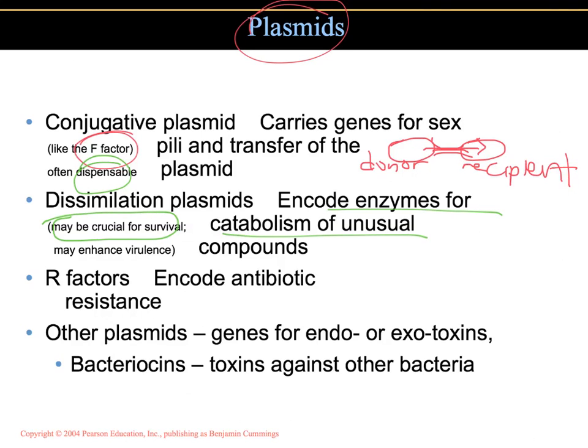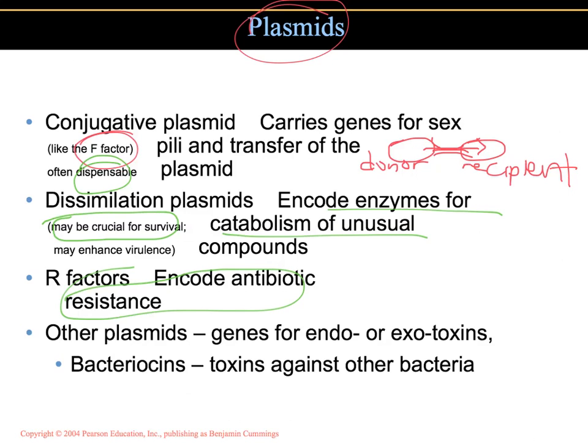Then there are other plasmids that code for antibiotic resistance, and these are R factors, or resistance factors. That's what the R stands for. And these have significant medical importance because they're associated with antibiotic resistant bacteria. And then there are other plasmids that code for endotoxins or exotoxins. So these would enhance the pathogenicity of a bacterium.